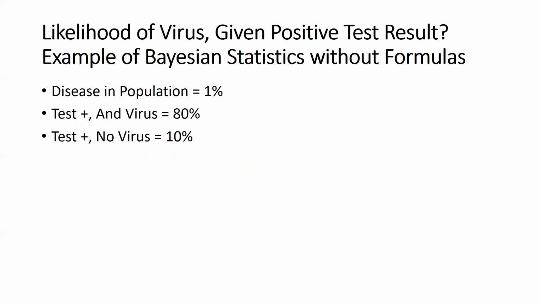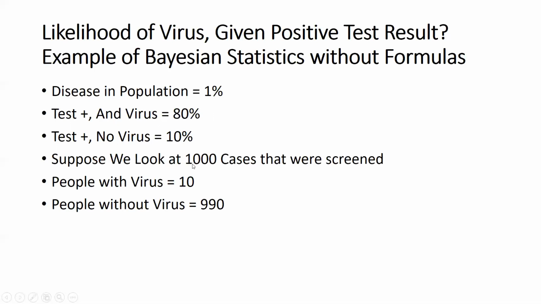So here we go. Let's suppose that we have a disease in a population, and that disease is a virus, and that virus occurs in 1% of the population. If you do a test for this particular virus, you get a positive result and the virus is present 80% of the time, and the test is positive and the virus is not present 10% of the time, a false positive. So true positive 80%, false positive 10%.